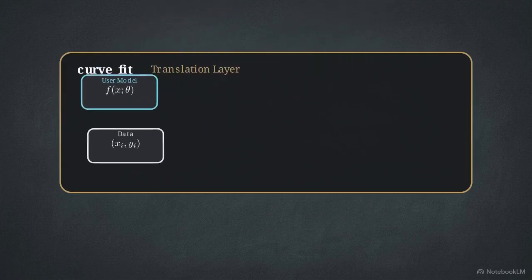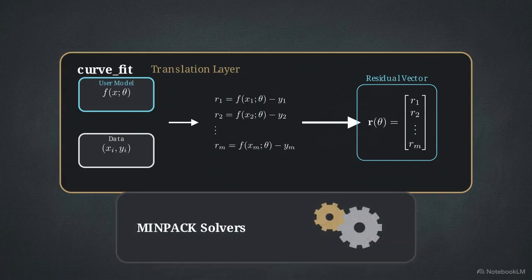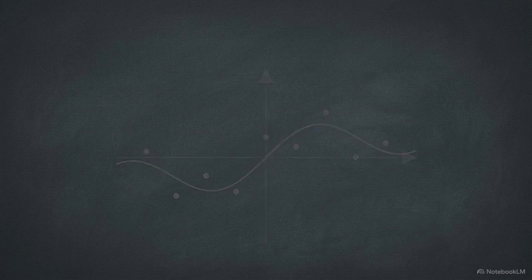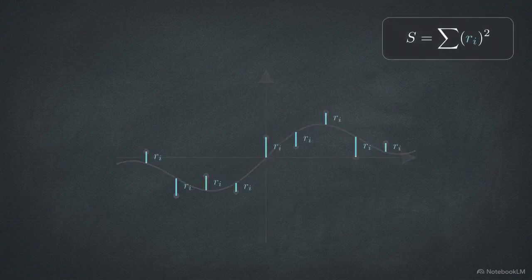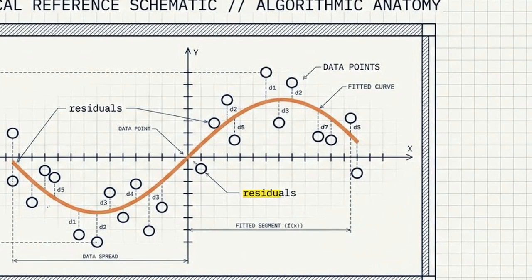Its function is to convert your user-defined model into a standardized mathematical format so that lower-level MINPACK optimization algorithms can read it. Those underlying algorithms do not evaluate the overall geometric curve of your data. They have a single, extremely narrow metric for success. Look at this technical schematic. The system only registers the vertical distance between the data points and the fitted segment. These vertical mismatches are the residuals. The entire engine is built around a single mandate: calculate those specific vertical distances and drive them to zero.